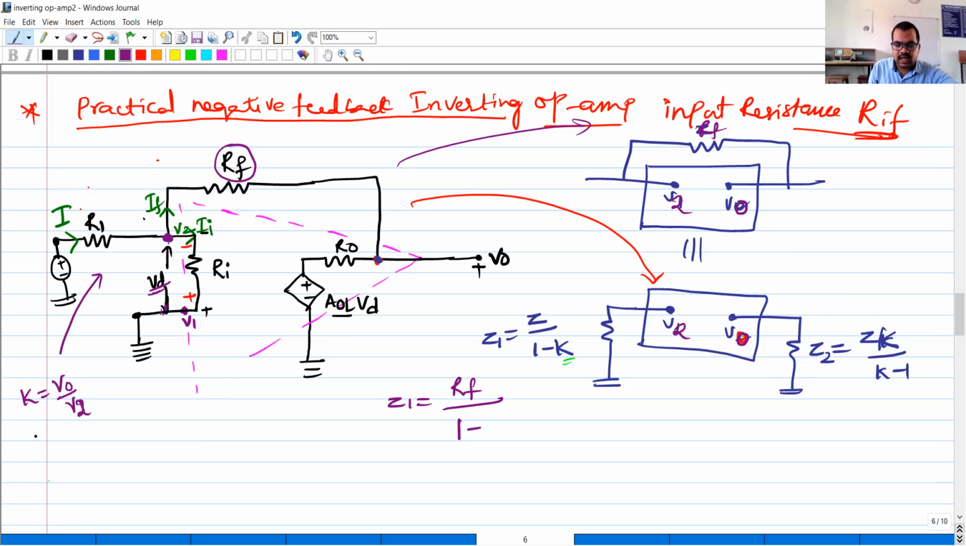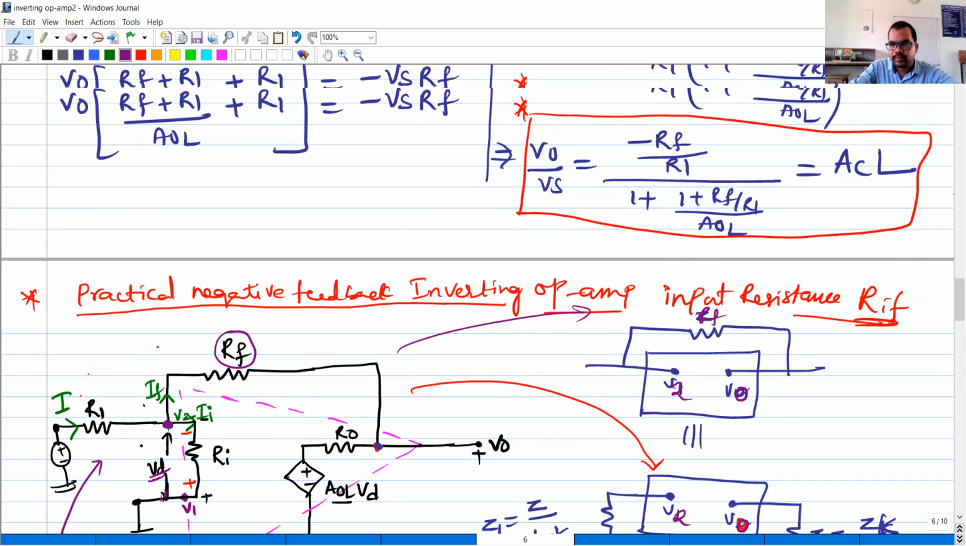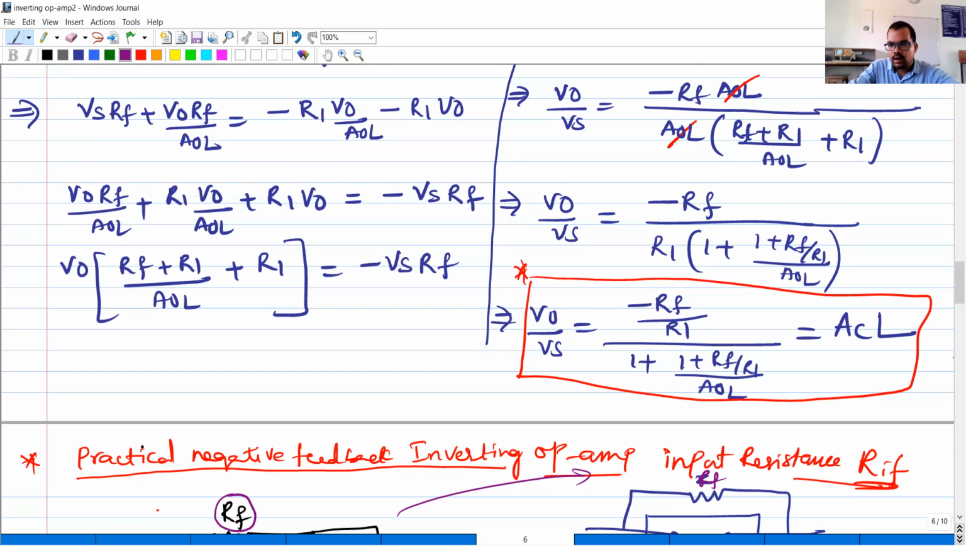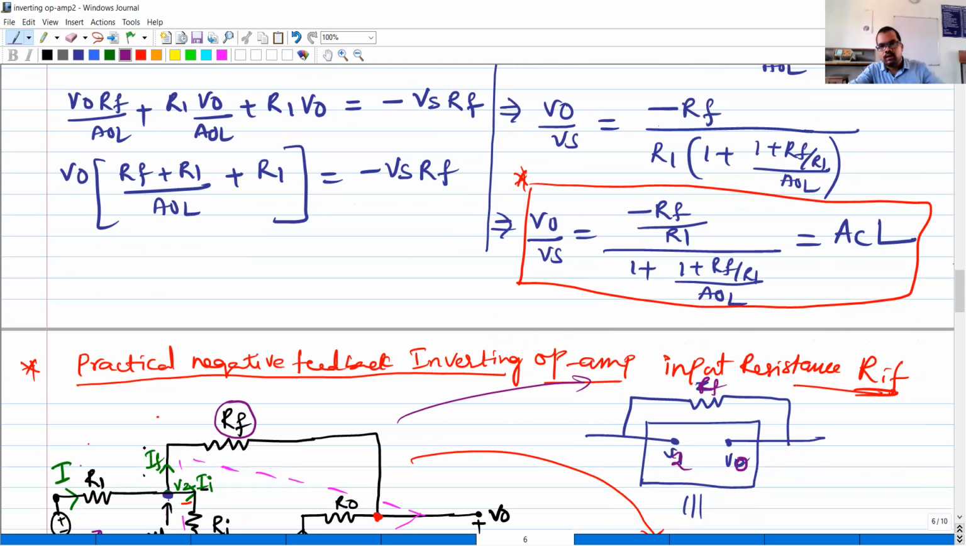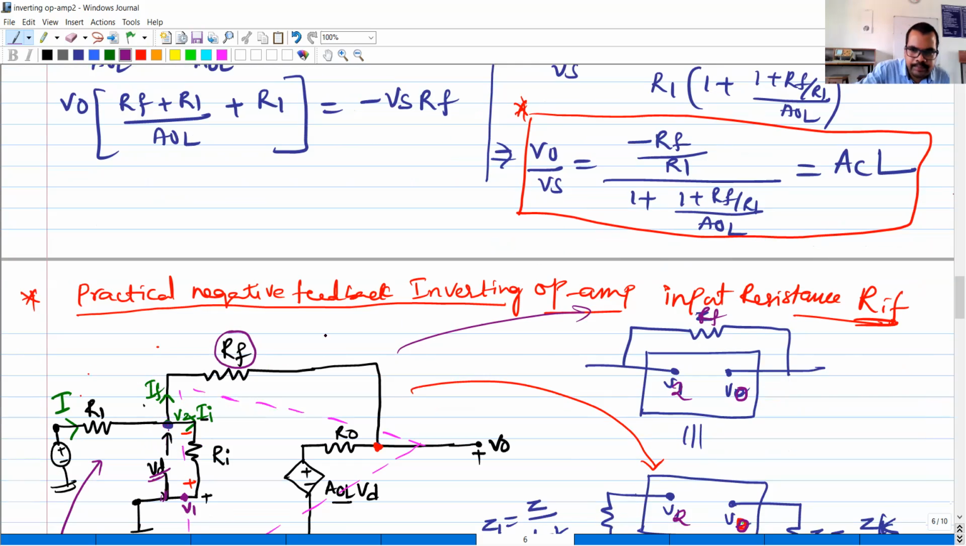And what is the gain here? AOL is equal to... what is the gain here we got? The practical gain here we are getting is minus RF by R1 by 1 plus RF by R1.